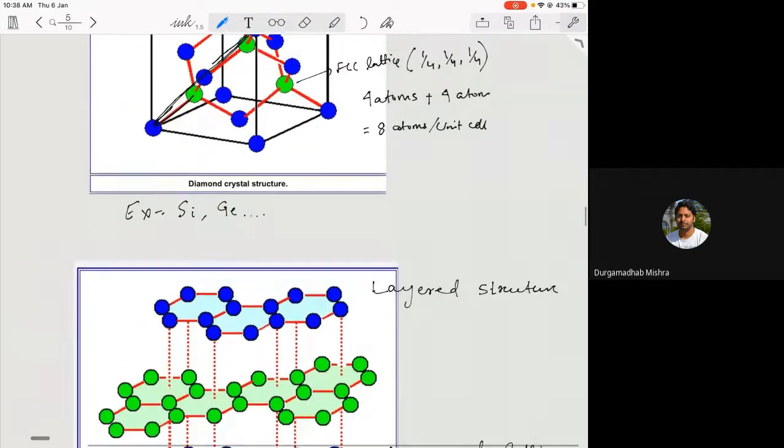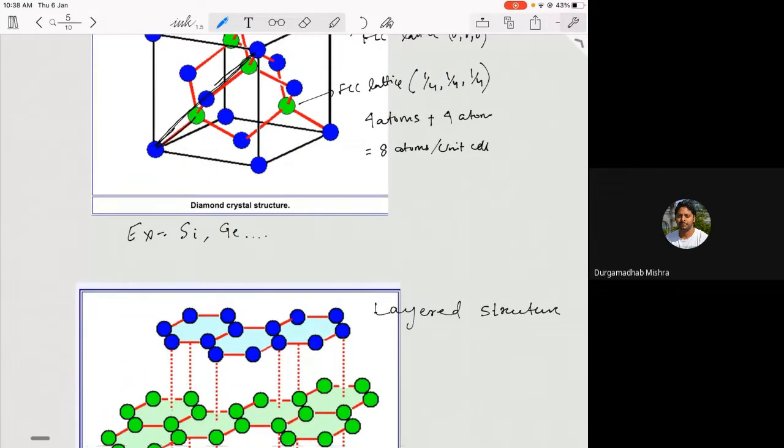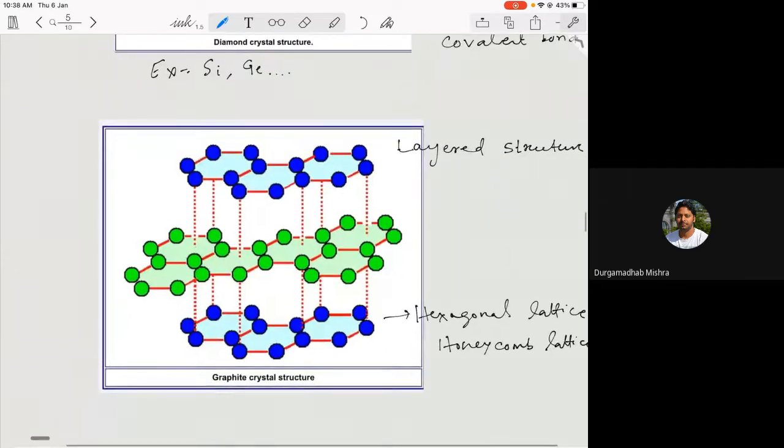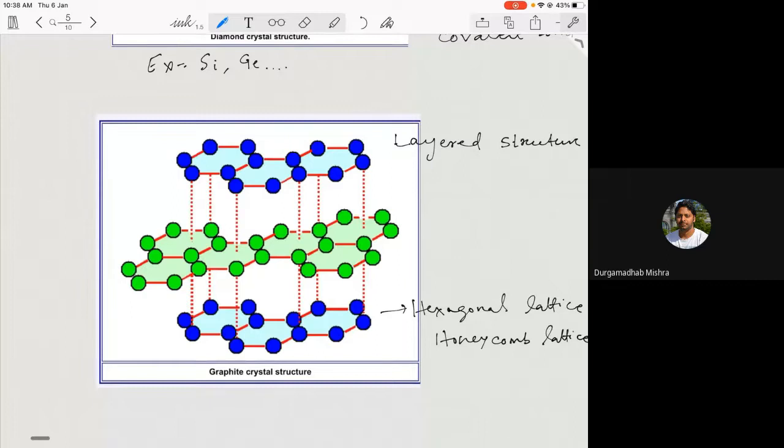Here the carbon-carbon bond in the case of diamond is always a covalent bond. However, in graphite, in the plane, between these blue ones or the green ones, the bonding is still a carbon-carbon covalent bond.